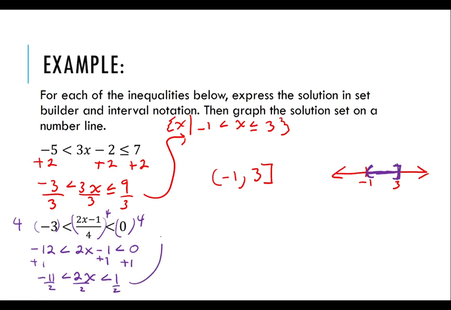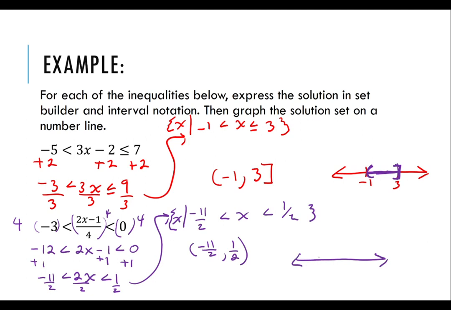Divide everything by 2. That's then going to give me negative 11 halves is less than x is less than a half. Then to make it set builder notation, that is the set of x's such that negative 11 halves is less than x is less than 1 half. Then to make this interval notation, that is from negative 11 halves up to 1 half, not including either endpoint. Then for our graph, which will match the interval notation, that's going to go from negative 11 halves up to 1 half, parentheses on both endpoints, and everything in between.